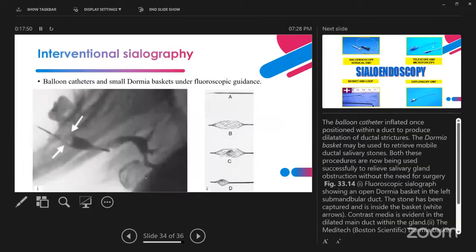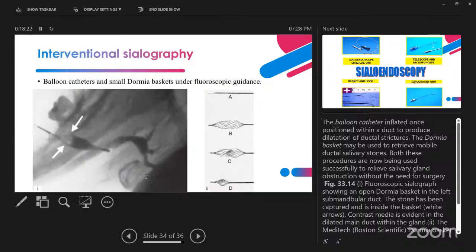Next, interventional sialography. So till this we have discussed the investigation part of sialography. Here this is the management part of sialography. So interventional sialography includes balloon catheters and small Dormia basket under fluoroscopic guidance. The balloon catheter is inflated once it is positioned within the duct, which produces dilatation of the strictures or narrowing of the duct.